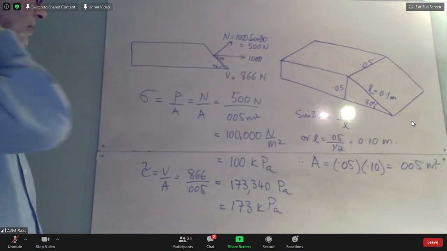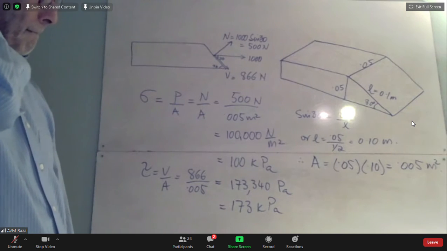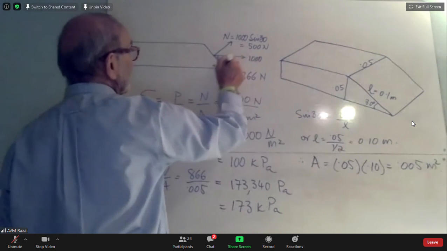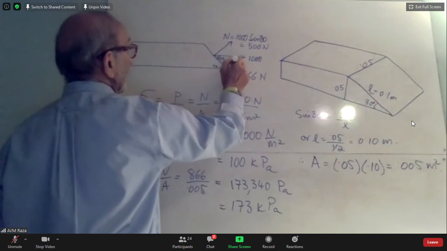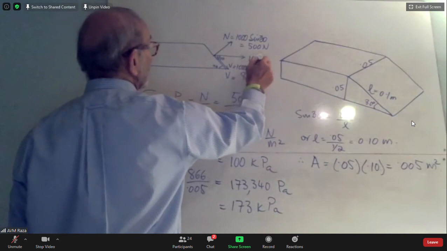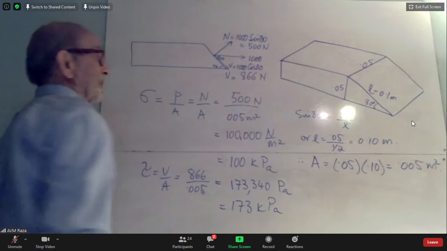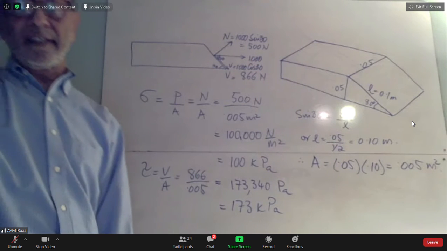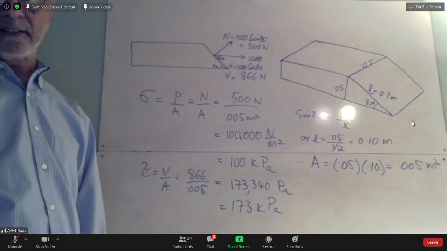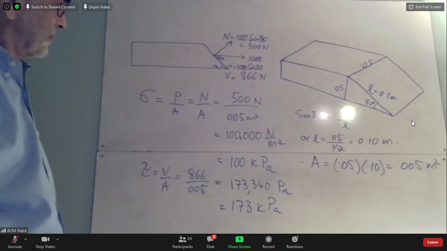Excuse me, Dr. Rother. Yeah. How did you get the 866? So this was 1000 cosine of 30. Oh, okay. That was sine 30, this is cosine 30. And cosine 30 is 0.866, so multiplied by 1000, it becomes 866 newtons. Okay, thank you.